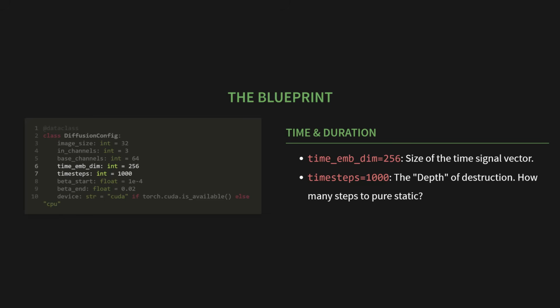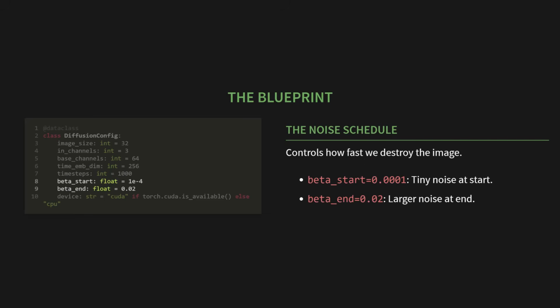1000. And finally, my favorite part, the noise schedule. This controls how fast we destroy the image. We have two key parameters here. First is beta start, which is 1e to the minus 4, or 0.0001, a tiny amount of noise at the very beginning. Then we have beta end, which is 0.02, a much larger amount of noise at the end.